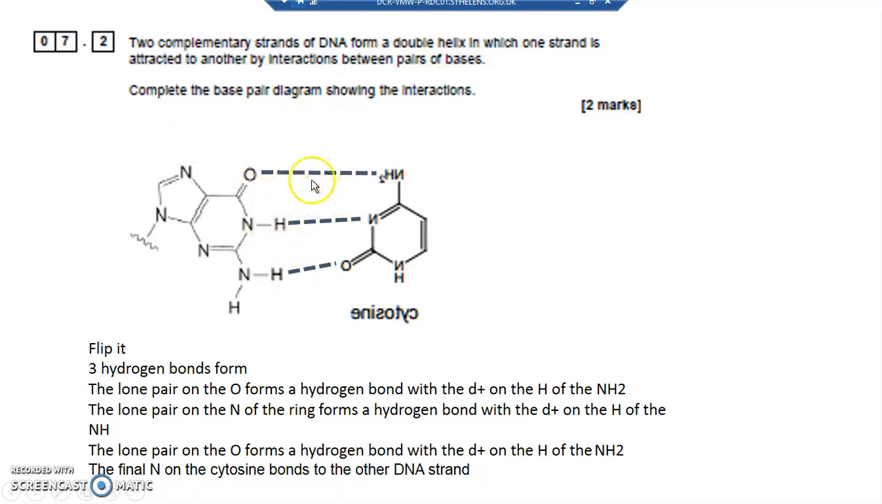Now even better, if you drew the lone pairs of electrons on the O, and the lone pairs of electrons on the N, and the lone pairs of electrons on the O, and the delta pluses on the H's of the NH, NH, and NH here, and that will get you all of the marks.